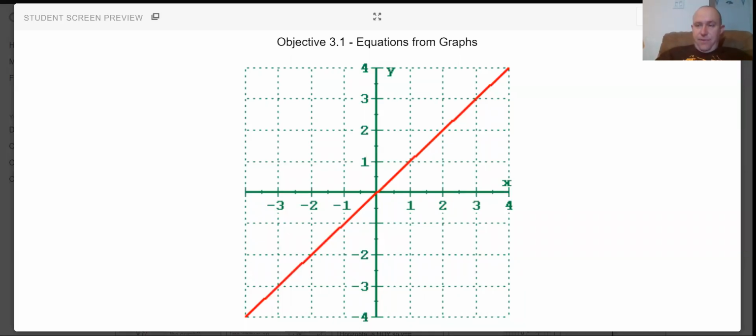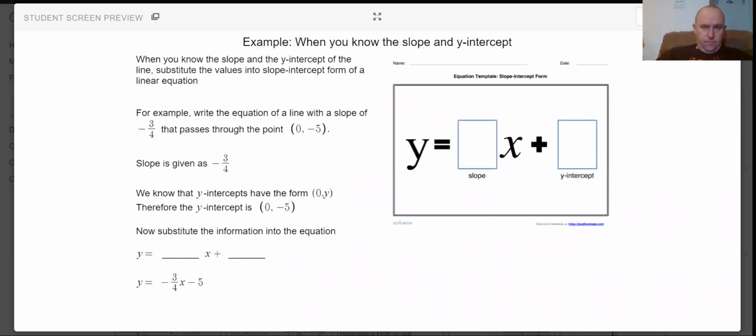This is the test review for 3.1. This is looking at equations of graphs. So as you can see, on here we have a picture and we're going to work out what would be its equation. So we're really focused on things like slope-intercept again. For this one, I can see it has an intercept of 0. I can see the slope here goes up 1 and across 1. So this would be y equals 1x plus 0, or even better, y equals x.